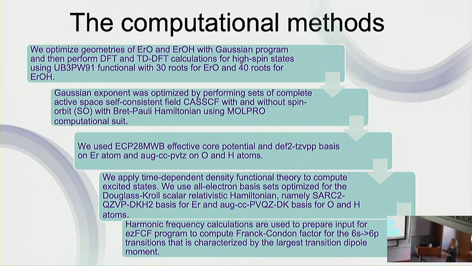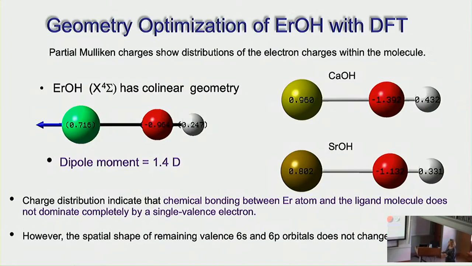So we used effective core potential, or even calculation with all electrons included, full electron calculation. So this is a very conventional graph. The only thing I would like to emphasize here, if we compare erbium OH with the very classic calcium OH, strontium OH, there is a difference in the electron distribution.